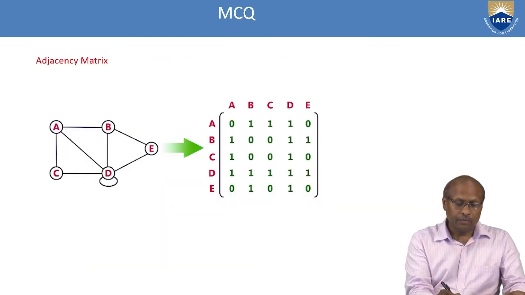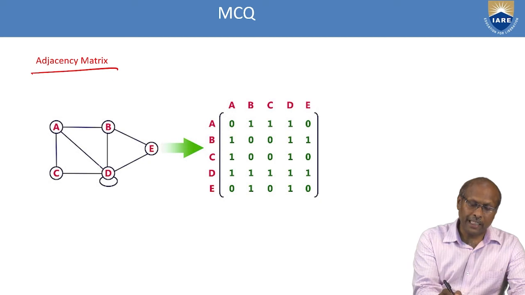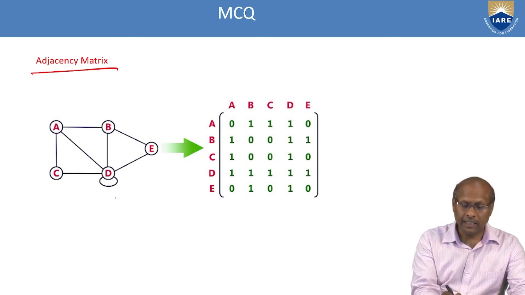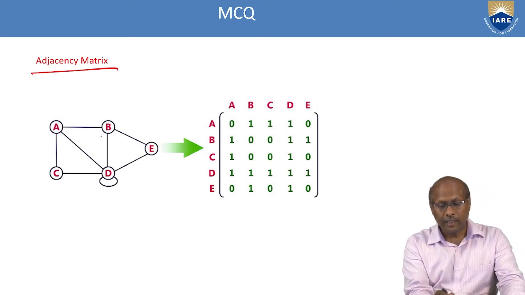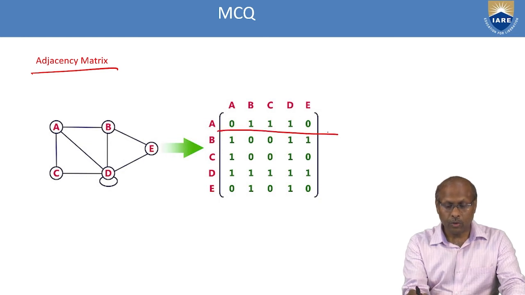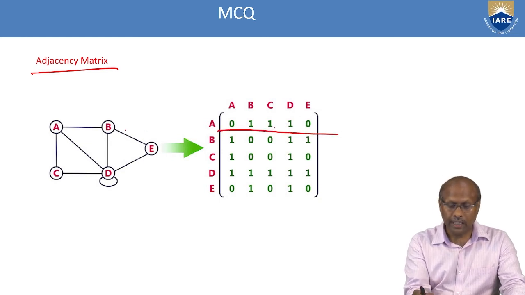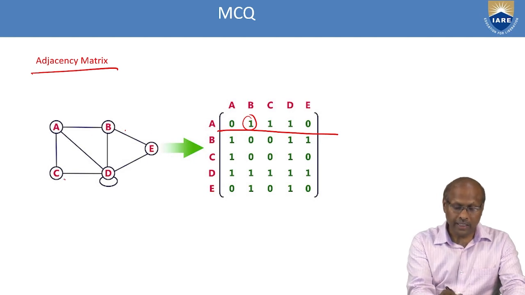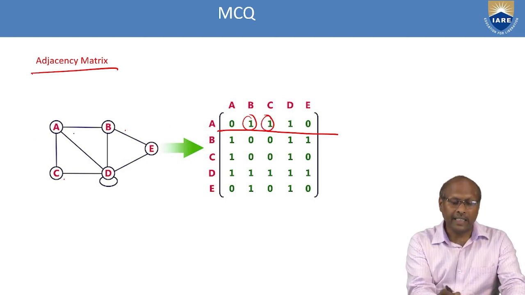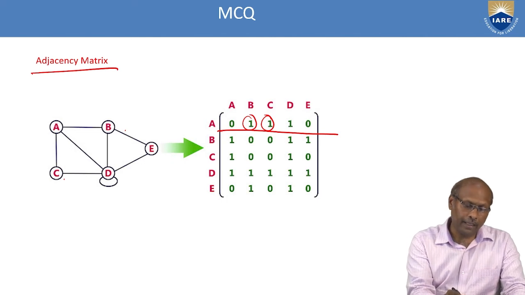Similarly, here is another example. You see the adjacency matrix for this graph: A, B, C, D, E. Now, if you observe here, A to A, no, so 0. A to B, there is connectivity, 1. A to C, connectivity exists, right? Because this is an undirected graph. In the undirected graph, A to C is there as well as C to A. So in both places, you have to write 1.